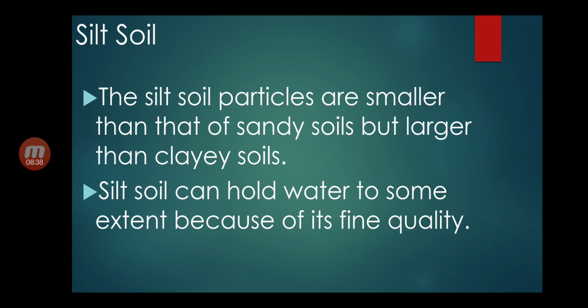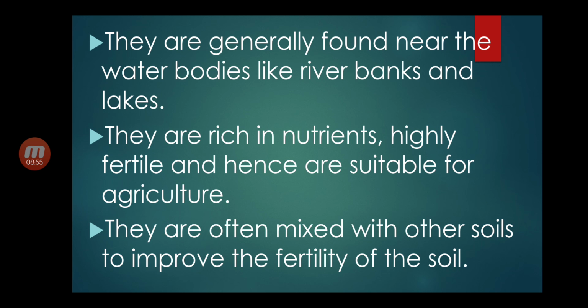Silt soil. The silt soil particles are smaller than that of sandy soils but larger than clay soils. Silt soil can hold water to some extent because of its fine quality. They are generally found near the water bodies like river banks and lakes. They are rich in nutrients, highly fertile and hence are suitable for agriculture. They are often mixed with other soils to improve the fertility of the soil.